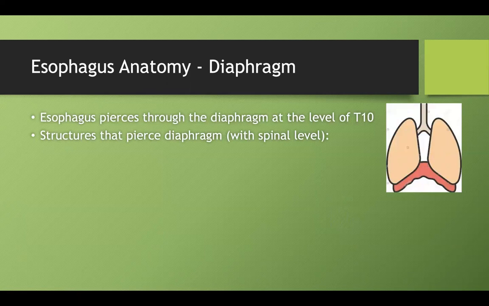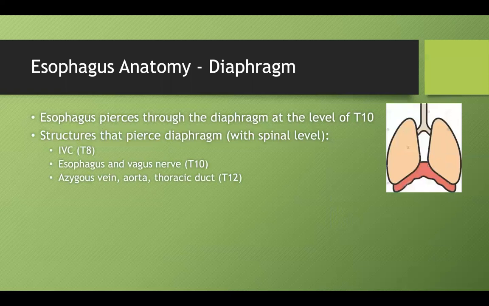And I'll just give you a mnemonic that I've always remembered. I don't know how useful it might be to you, but whenever it comes to anatomical structures, I do find it a little easier to remember it through mnemonics since there's often not a clinical correlate to help you out. So the IVC pierces the diaphragm at the level of T8. The esophagus and the vagus nerve pierce the diaphragm at the level of T10. And then three structures pierce the diaphragm at the level of T12. That's the azygous vein, aorta, and thoracic duct.